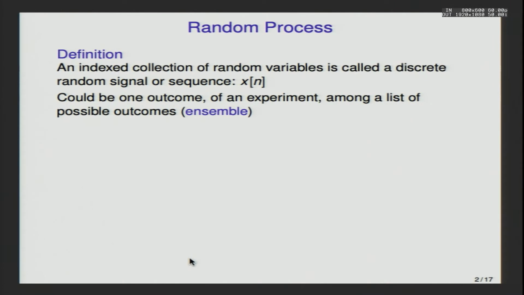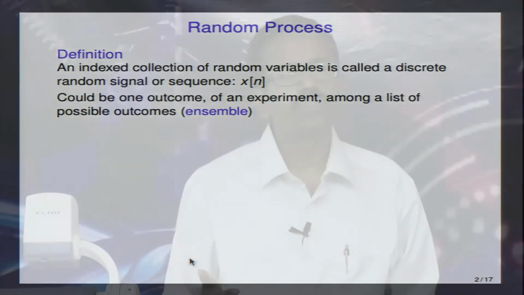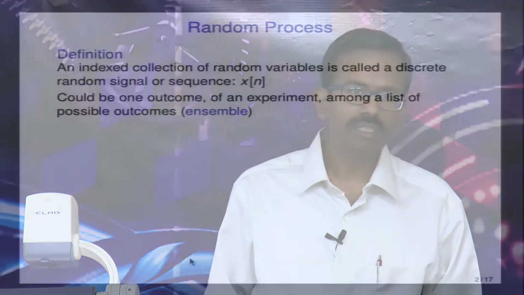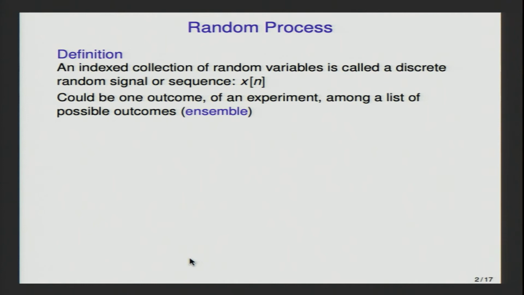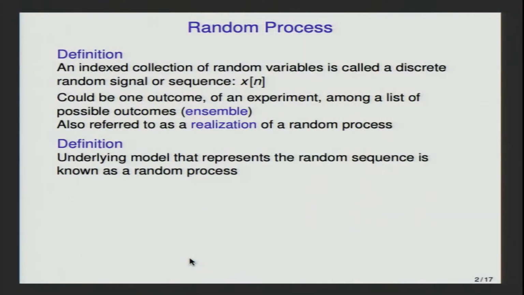So as I mentioned before, what do we indicate by random process? It's an indexed collection of random variables, and for a discrete sequence we refer to this as x of n. This could be an outcome of an experiment. For example, measuring temperature in one room and then measuring temperature in another room, among a list of possibilities, that's the ensemble. The ensemble when we measure today, measure tomorrow, could also be one realization of the ensemble, and we want to characterize such measurements. Each of these is called a realization.